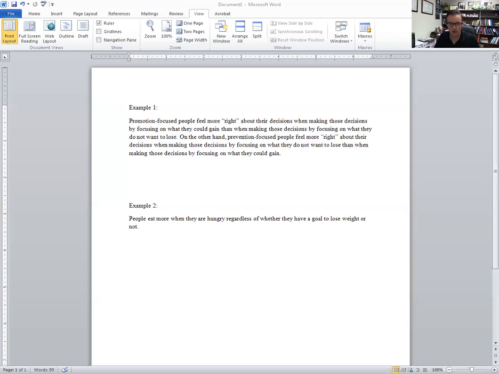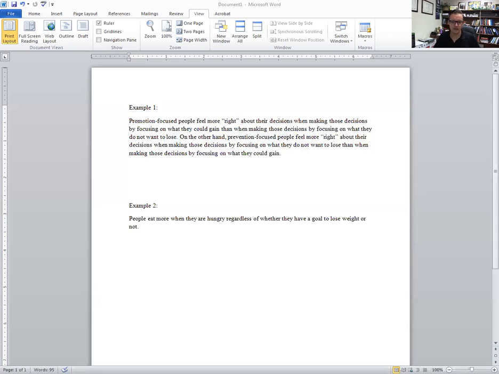There we go. So when they focus on gain, they feel more right than when they focus on loss. Okay, so if we were to draw this line between these two, it would look roughly like that. I realize I'm a little off, but I think you get my meaning.